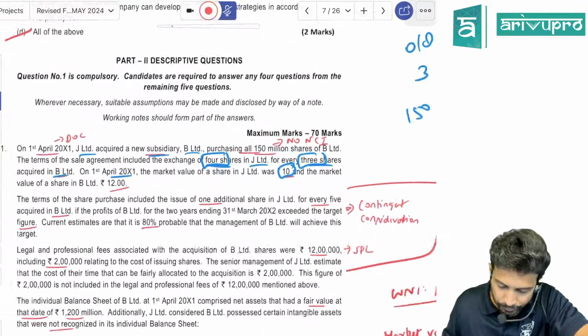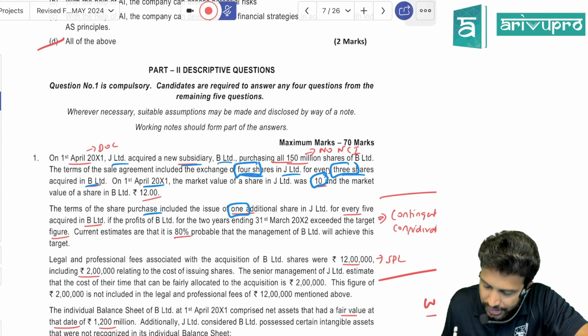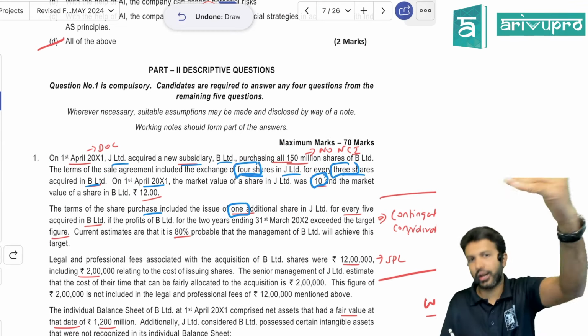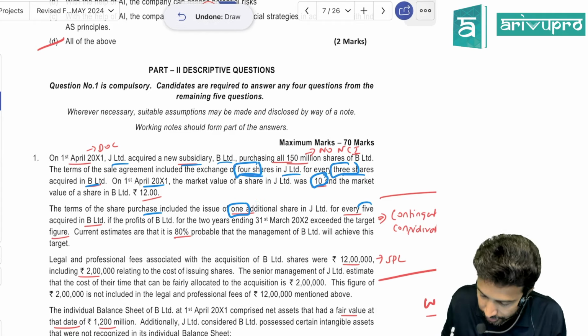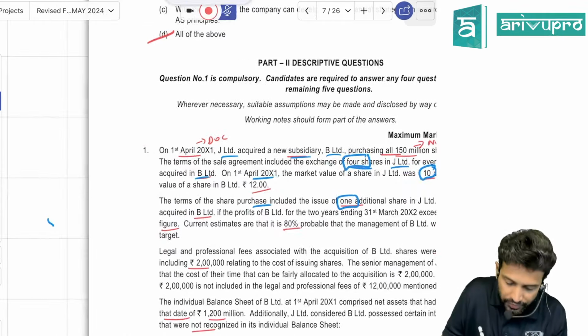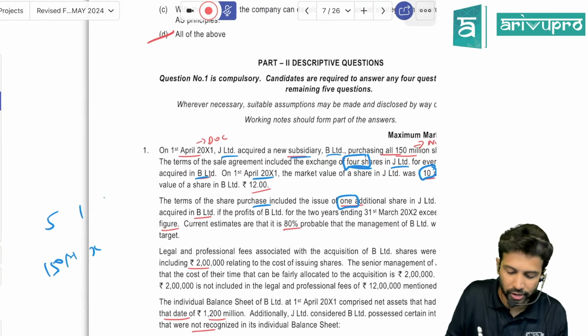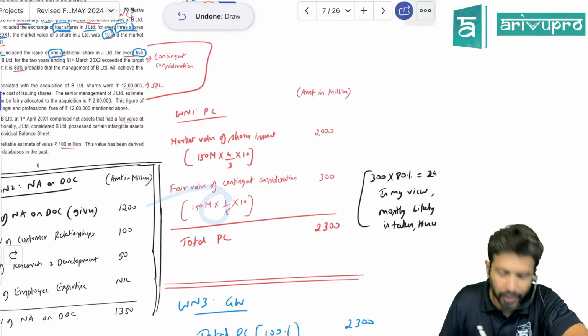We'll see. The terms of the share purchase agreement included the issue of 1 additional share in J Limited. Other than the normal share exchange above, extra purchase consideration is given. In what form? 1 additional share in J Limited for every 5 shares acquired. For 5, we are issuing 1. And how many shares does the subsidiary company have? 150 million. So the number of shares will be 150 into 1 by 5. If you do this, you will get the number of shares issued.